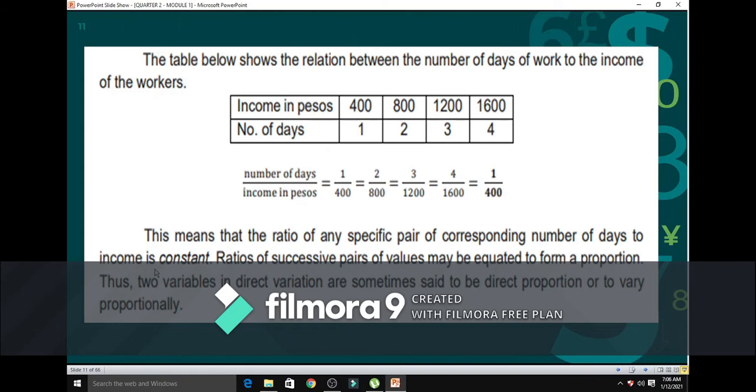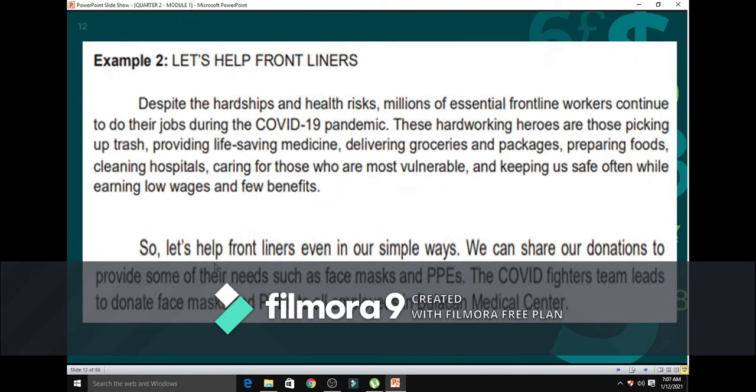Thus, two variables in direct variation are sometimes said to be in direct proportion or to vary proportionally. So, second example: despite the hardships and health risk, millions of essential frontline workers continue to do their jobs during the COVID-19 pandemic. These hardworking heroes are those picking up trash, providing life-saving medicine, delivering groceries and packages, preparing foods, cleaning hospitals, caring for those who are most vulnerable, and keeping us safe while earning low wages and few benefits. So, let's help frontliners even in our simple ways.